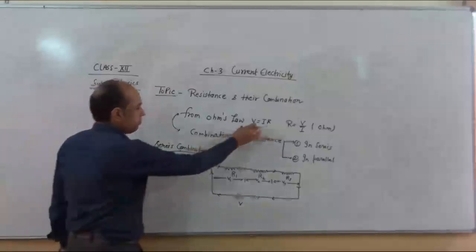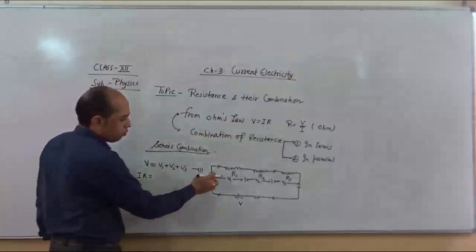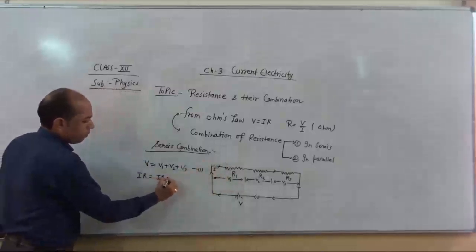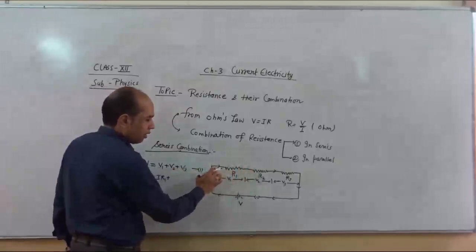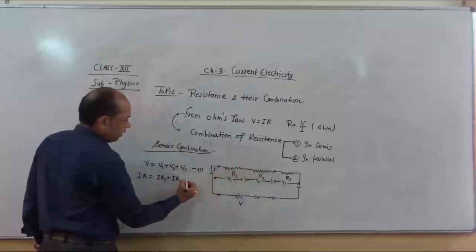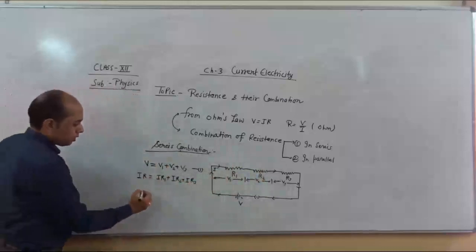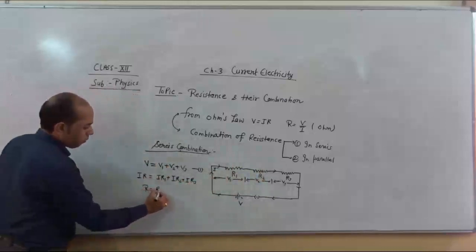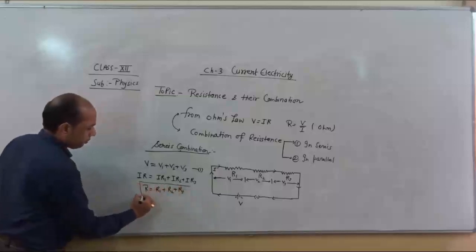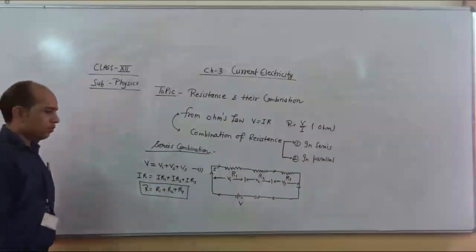Now from Ohm's law, V is replaced by I into R, V1 is replaced by current I into R1, plus V2 is replaced by I into R2, and V3 is I into R3. Now we take I common from both sides, so R is equal to R1 plus R2 plus R3. So this is the value of resistance in series combination.